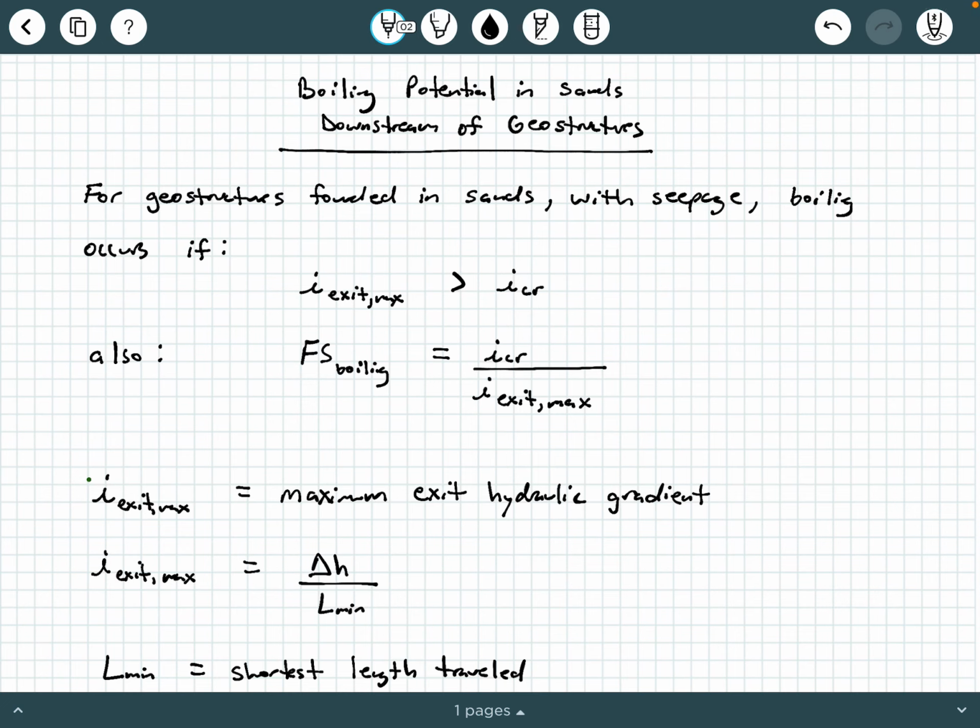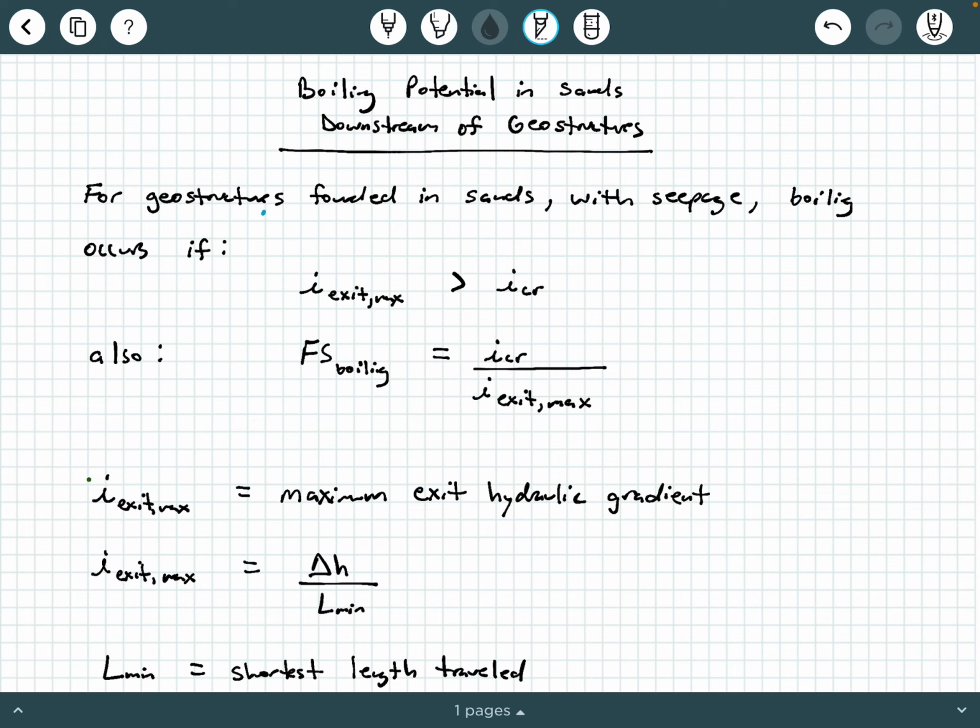Hey everybody, Dr. A here, and in this video we're going to be providing some background information on the boiling potential in sands downstream of geostructures. Now, the idea behind this is similar and a little bit related to one of the other videos when we looked at heave potential on the downstream side of sheet pile walls, but it is a little bit different and it's got some of its own unique attributes. So let's go ahead and get started.